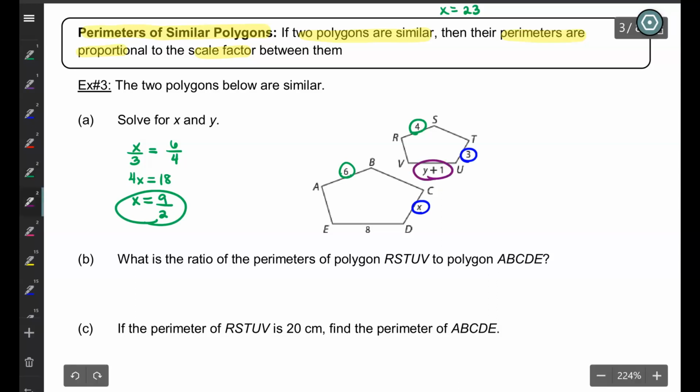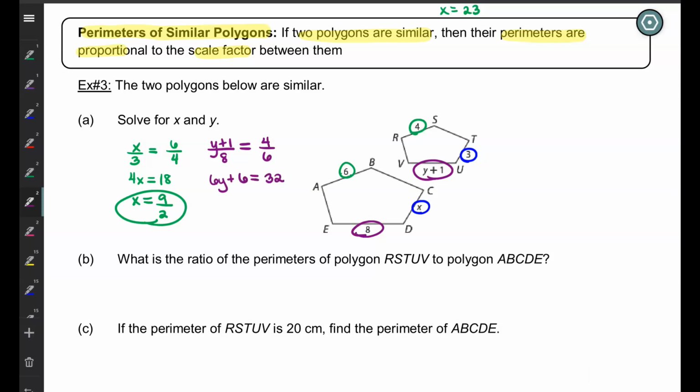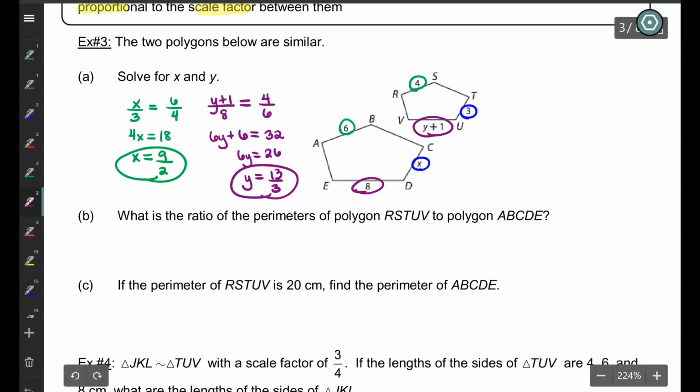And then I have Y plus 1. That's going to correspond to 8. So Y plus 1 over 8. Okay, and since I did the Y plus 1, I'm going to put 4 over 6 this time. And I'm going to cross multiply. So we have 6Y plus 6 equals 32. So we'll get 6Y equals 26. And divide, we'll get 13/3. And just leave it like that. Don't try to change anything to decimals.